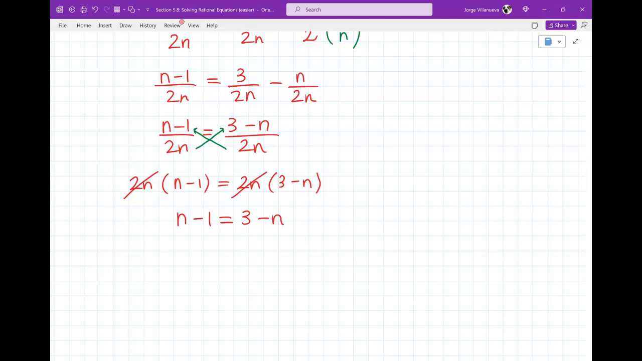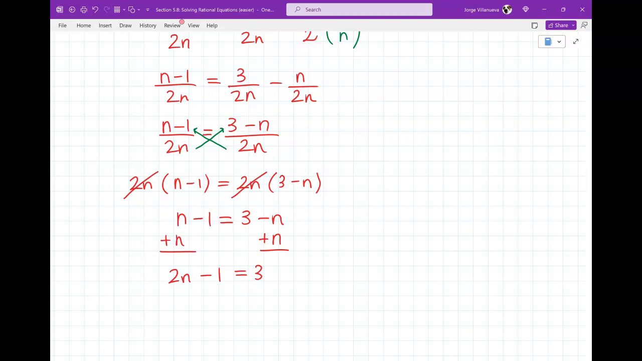Oh, I still have to solve. I'm not done yet. I still got to find n. But yeah, right now they are not equal to the same thing, right? So let's go ahead and get our n variables together. So we're going to add n on both sides. So that'll give me 2n minus 1 equals 3.